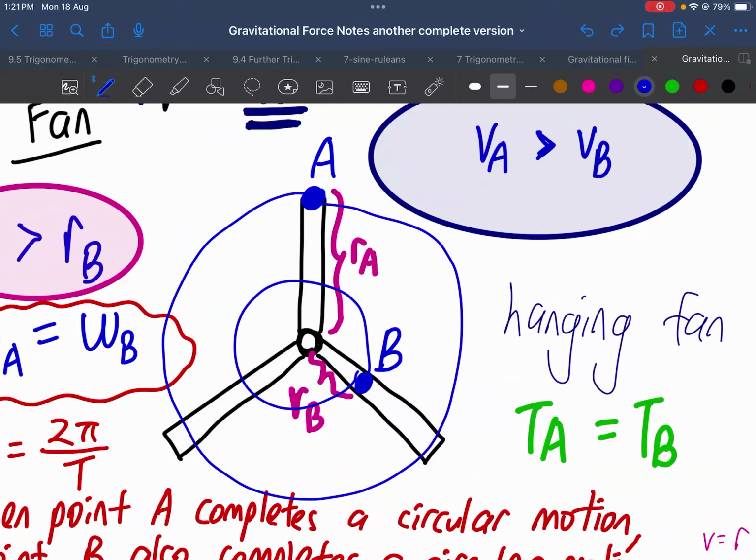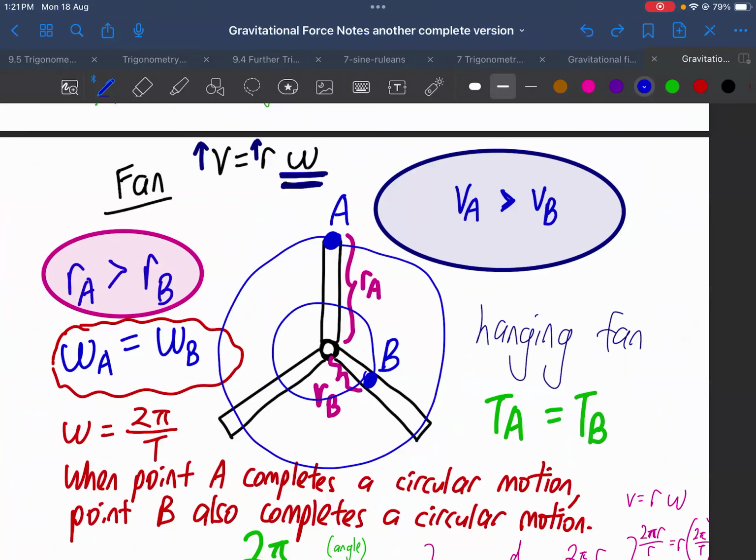Which point do you think my finger will feel more painful? Can you imagine the fan is rotating, and then as a naughty child, I use my finger to touch the point. At which point, A or B, will my finger feel more painful? Point A. Why? Because it has a greater speed, it covers more distance in the same time.